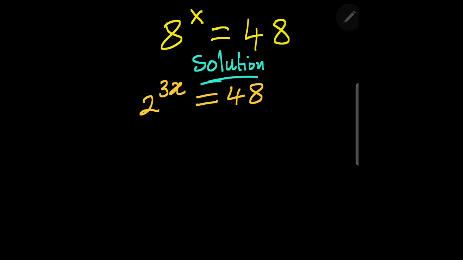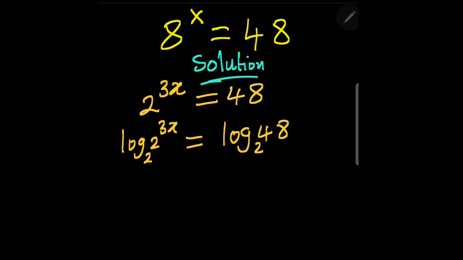So the next thing we're going to do, as you can see, we still cannot make the base the same. So we're going to apply logarithm. And when applying logarithm, we consider the left hand side, because the variable we are looking for appears on the left hand side of this equation. So we're going to take the log of both sides to base 2. So we have log of 2 raised to the power of 3x to the base of 2, equal to log of 48 to the base of 2.